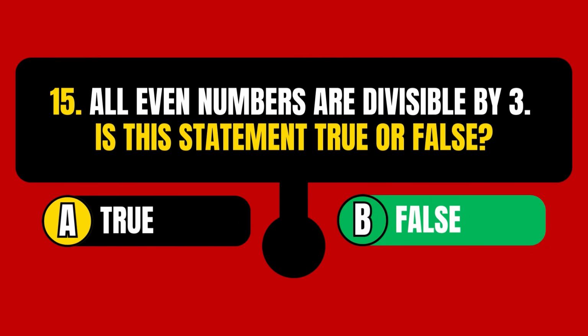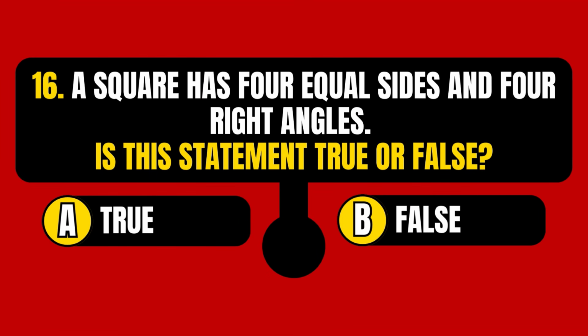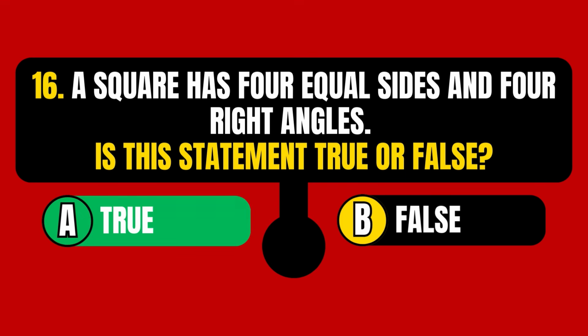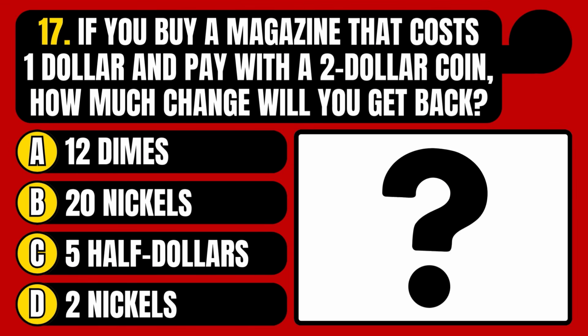The statement is false. A square has 4 equal sides and 4 right angles. Is this statement true or false? The statement is true. If you buy a magazine that costs $1 and pay with a $2 coin, how much change will you get back? 12 dimes, 20 nickels, 5 half dollars, or 2 nickels?